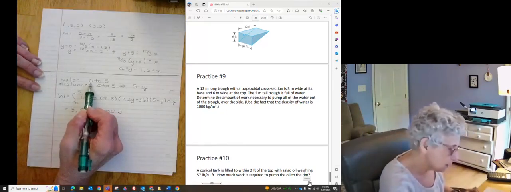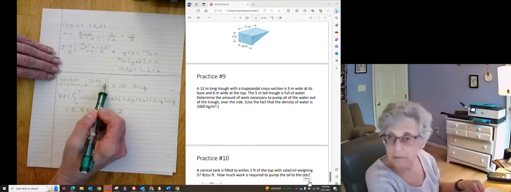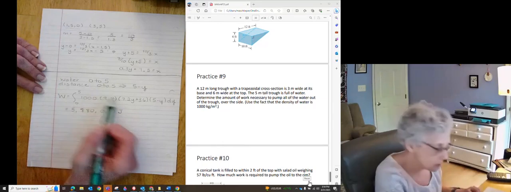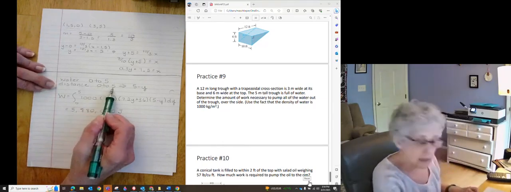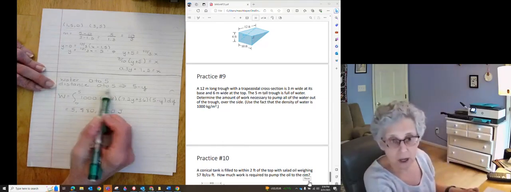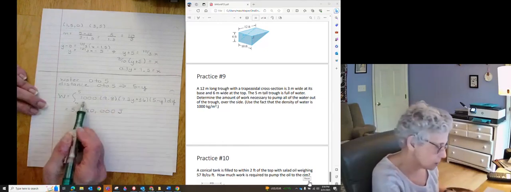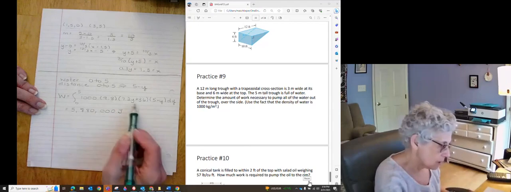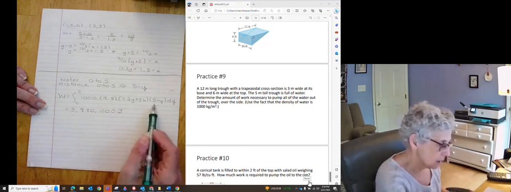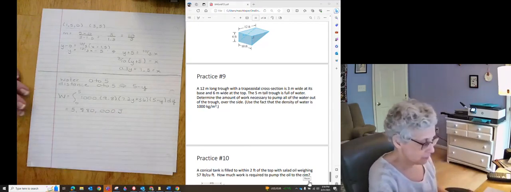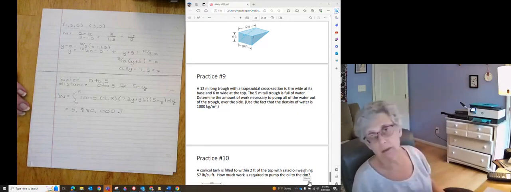The water is going from the bottom to the top of the trough, and it's 5 meters tall. The distance it has to travel is to the top of the trough, 5 meters tall. Rho times g, area, distance, and I get 5,880,000 joules.